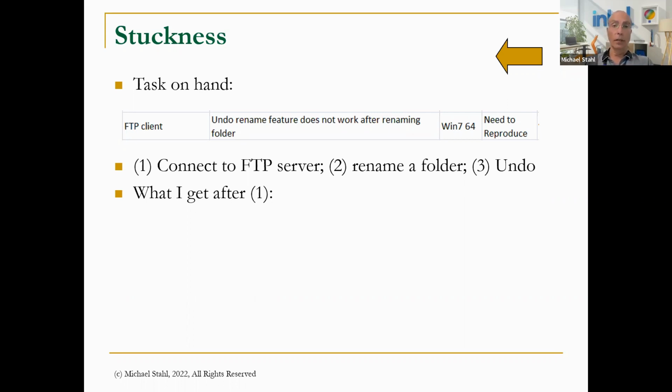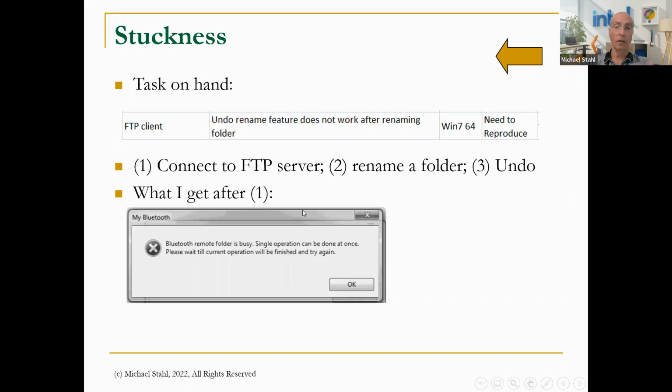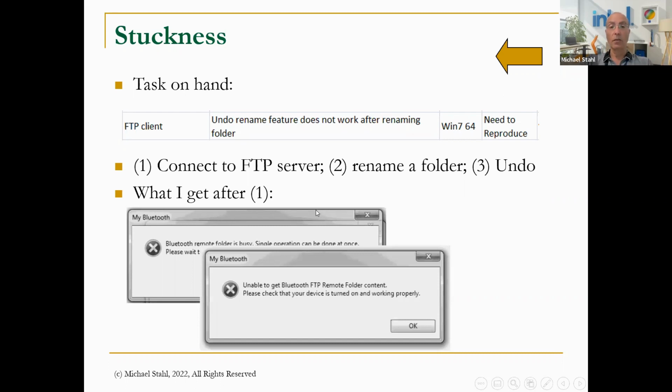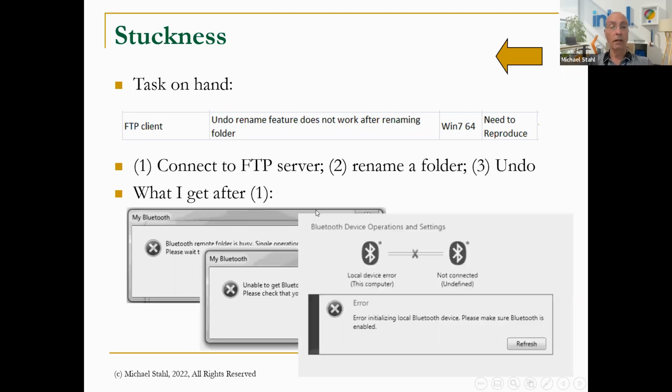So what is the test? Connect to the FTP server, rename a folder, do an undo. This is what I get after step 1. I get this: Bluetooth remote folder is busy. I do OK, I get this. I do OK, I get this. Okay, there is no Bluetooth connection. Now, my job is to try and do the rename and undo. This is blocking me. I'm stuck. I can't do what I'm here to do, right?